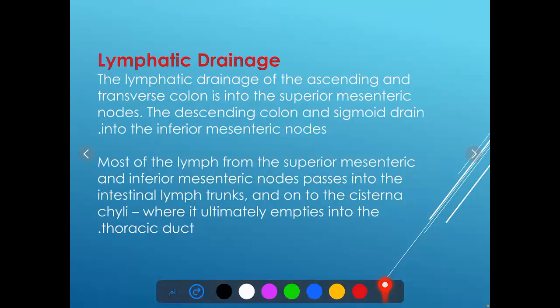Lymphatic drainage. The lymphatic drainage of the ascending and the transverse colon is through the superior mesenteric node. The descending and sigmoid colon drain through the inferior mesenteric node. Most of these lymph nodes will pass into the intestinal lymph trunk and then into the cisterna chyli, which ultimately empties into the thoracic duct.